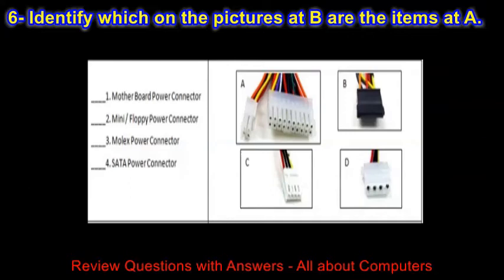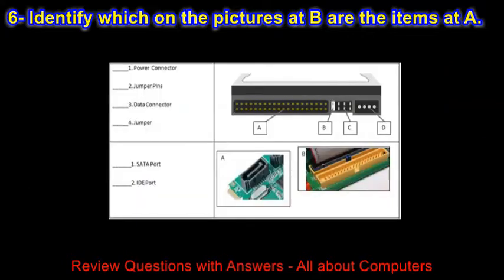Again, we have also here the back of, which one is this? DVD disk drive. Okay, number 1, power connector, letter D. Jumper pins, that would be letter C. Data connector, letter A. And the jumper or jumper block, letter B. And also we have here SATA port and IDE port. Which one is the SATA port? Letter A. IDE port will be letter B.